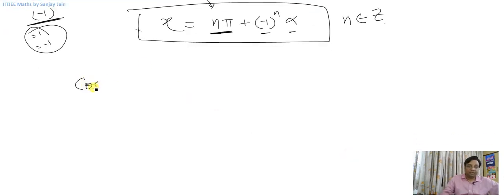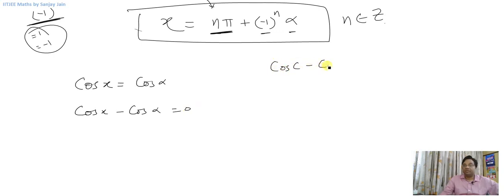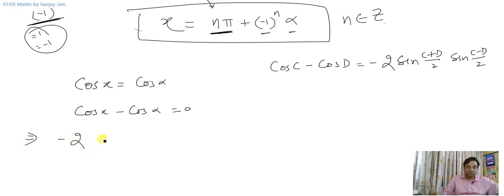Now similarly we can work out for cos x equal to cos alpha, using the cos c minus cos d formula. What was cos c minus cos d? It started with a negative sign: minus 2 sine of (c plus d) by 2 times sine of (c minus d) by 2. This was the cos c minus cos d formula, so I am going to apply it here. So minus 2 sine of (x plus alpha) by 2 times sine of (x minus alpha) by 2 equals 0.